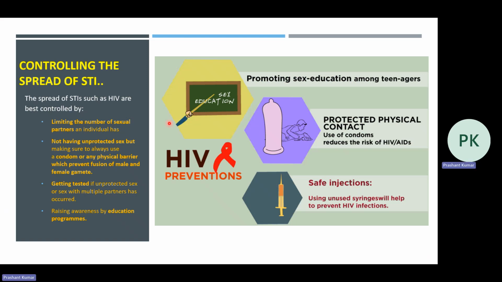How to control? There are many ways. Promote sex education among teenagers, right? People should know what it is. Avoid risky physical contact. Use of condoms reduces the risk of HIV, and practice safe injections. Use an unused syringe, not a regularly used one.